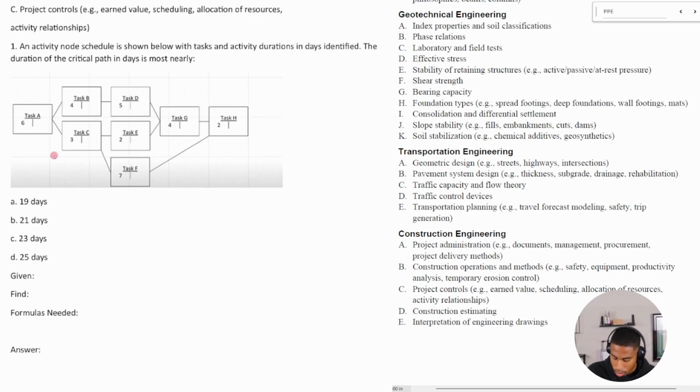All right. So let's first start with our couple of step series where we go through the information that we're given. So we're given the day duration of each task. And we want to find the critical path. Are there any formulas that we need?